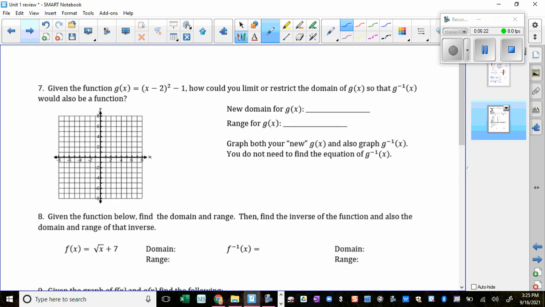All right, number 7. Given this function, how could you limit or restrict the domain so that the inverse would also be a function? So this is a parabola, right 2, down 1. So notice that if I go ahead and graph this whole parabola, then what's going to happen is I am going to get something that fails the horizontal line test. All right, so how would I limit this? Well, I would just take off one side or the other, either the left side or the right side.